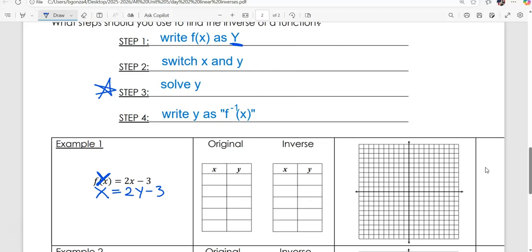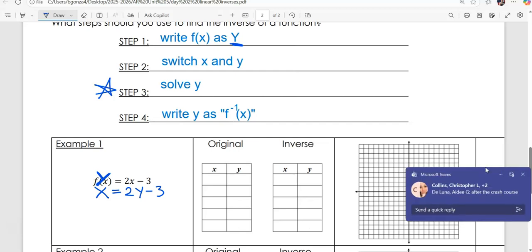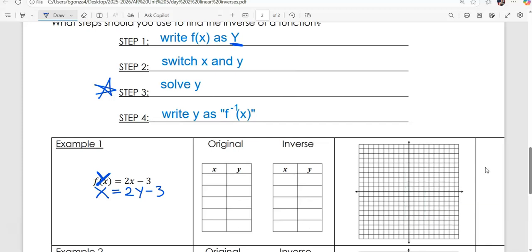No. F of x is a y. Okay, ignore the first step. f of x needs to turn into x. No, just x equals 2y minus 3. As long as you know f of x becomes x, and x becomes y. As long as you know that whatever's here becomes x, and this x becomes y.